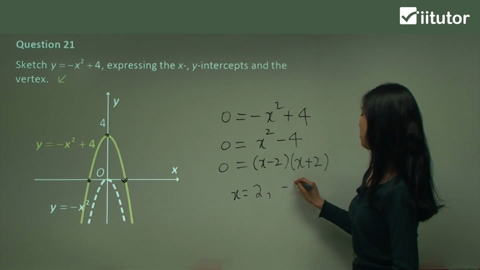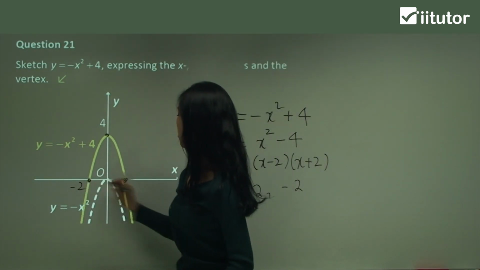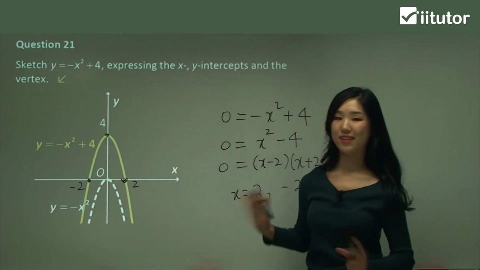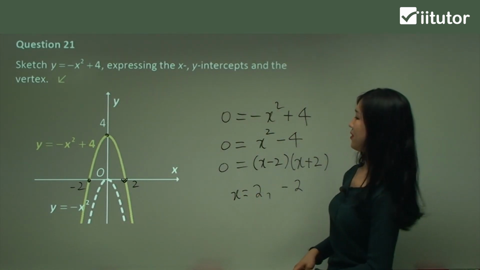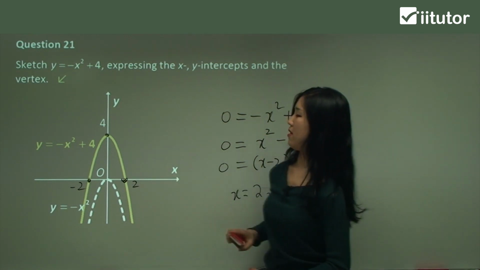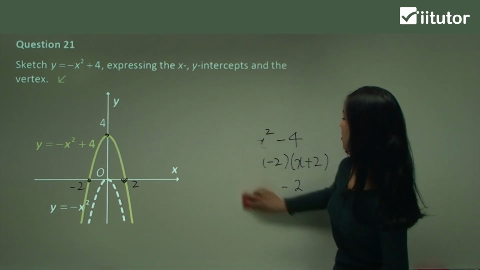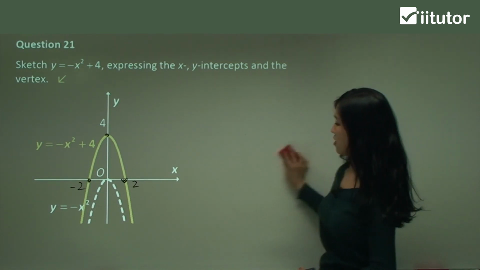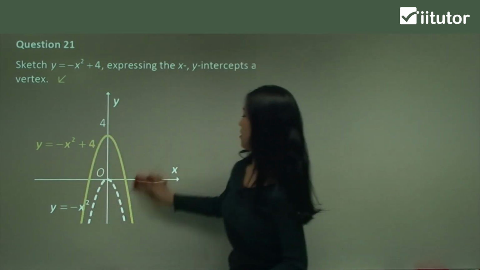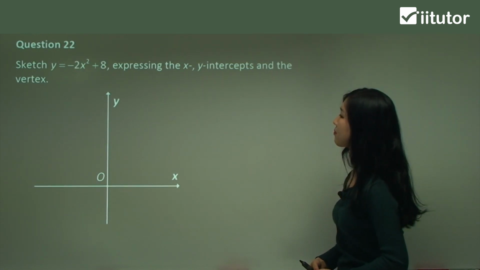Positive 2, negative 2. So this one is negative 2, this one is positive 2, so I've labelled it and that's all done. Okay, so that's my final graph, the yellow one there, and my intercepts. Okay, so get that one. And let's move on.